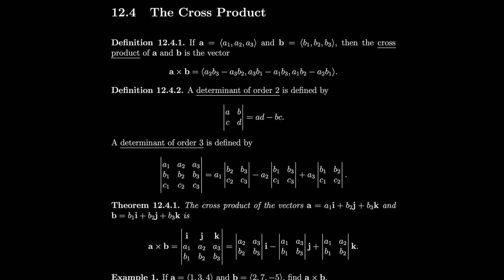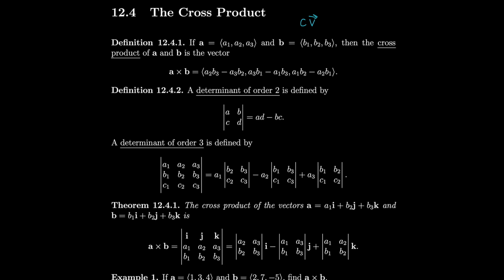Section 12.4, the cross product. Recall that we defined what it means to take a scalar and multiply a vector. For example, scalar c times a vector v doesn't really move the vector so much. It makes it bigger, smaller, or changes the direction backwards.